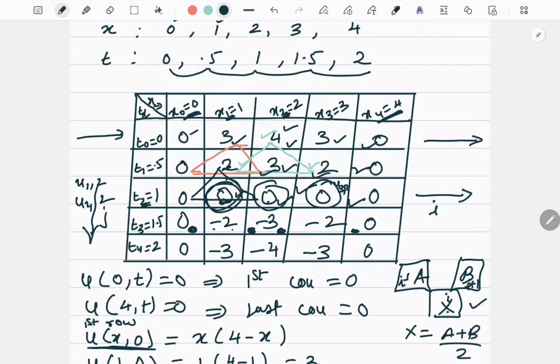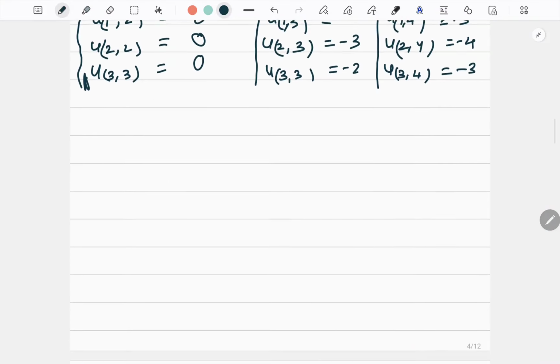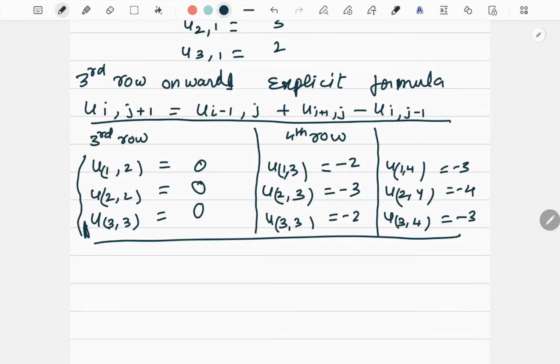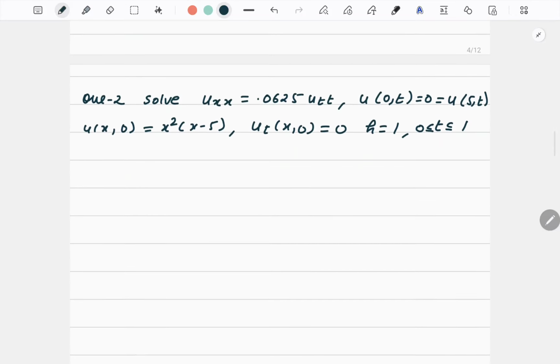This box represents u1,3. This box represents u2,3. This box represents u3,3. Now this box represents u1,4. This box represents u2,4. u3,4. So that is what I have written here now. So only remember this formula and just put it like this. So you will easily get the full marks. Okay. I hope this question is clear. Now let's do the next question.